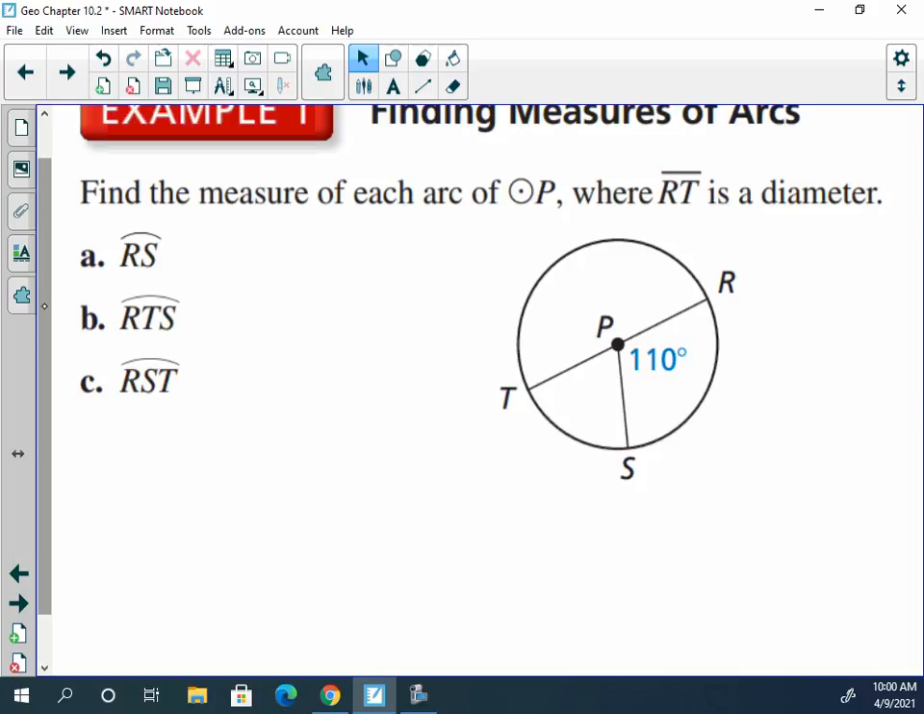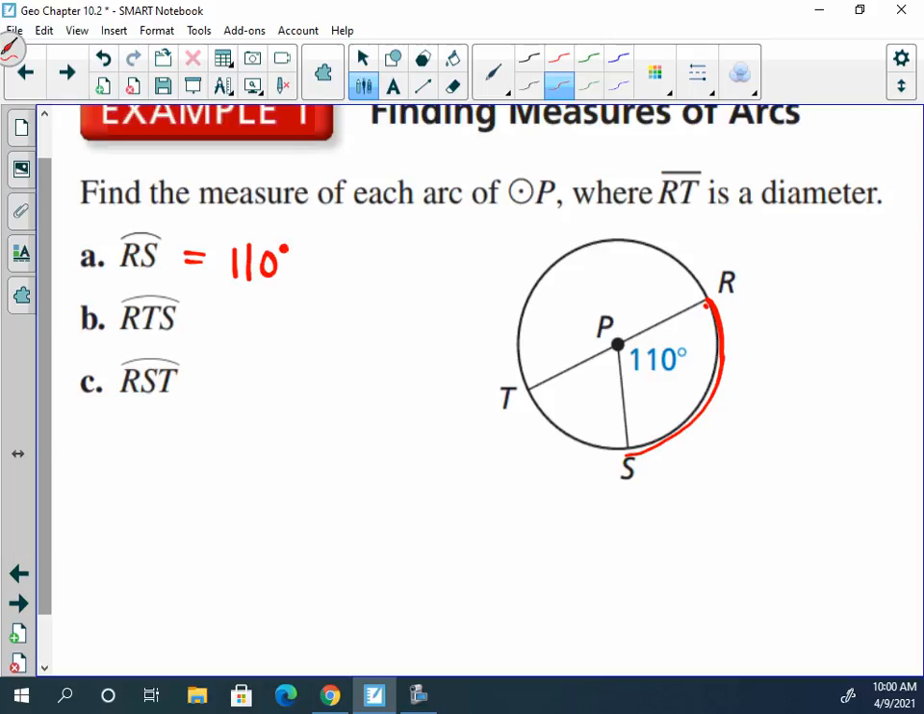So to start off, we're going to find the measure of each arc on circle P, where RT is the diameter. So we're looking at this here to start off with. We want to find the measure of arc RS, starting at R and going to S. This is going to be our first arc. Now, what would the measure of this arc be? It would be 110 degrees, because the arc measure is the same as its central angle, and the central angle for this arc is 110 degrees.